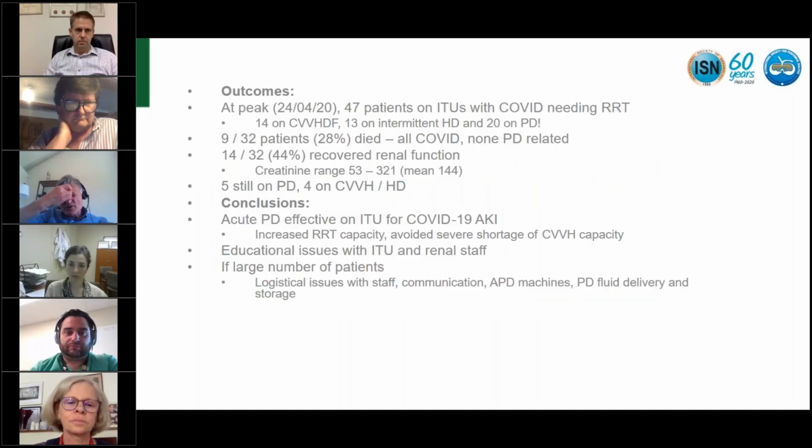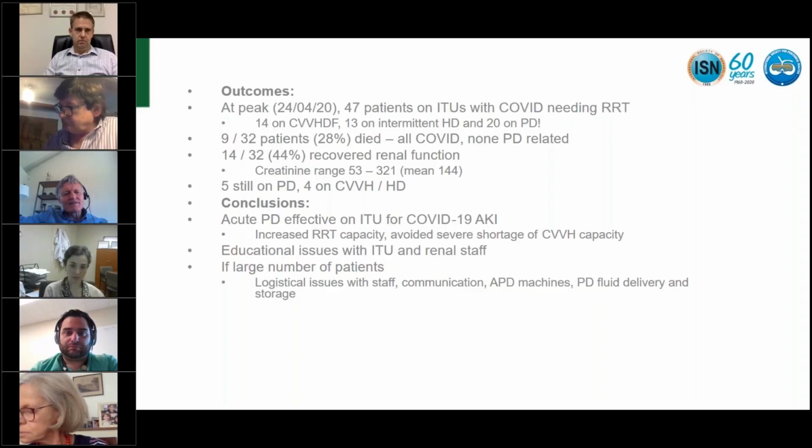So just in terms of our outcomes, we got some information from ITU. At peak RRT in ITU from COVID, which was Friday before last, in the King's ITU, there were 47 patients with COVID requiring RRT, and of those, 14 were on CVVH, 13 were on intermittent hemodialysis, which we've now set up in our ITU, and 20 of those were on PD. So clearly the Trust's ITU would not have been able to manage without peritoneal dialysis.